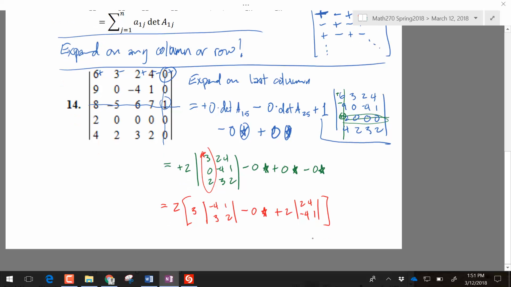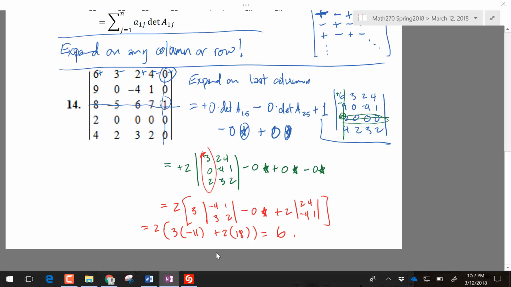Oh, I'm out of space. So we get 2 times 3, and then this one has minus 8, minus 3, minus 11. And then plus 2 times, and this one has a 2 minus negative 16, 18, and negative 33 plus 36. Is that 36? 18? Yeah. Positive 3 times 2 is 6. So that should be your determinant.